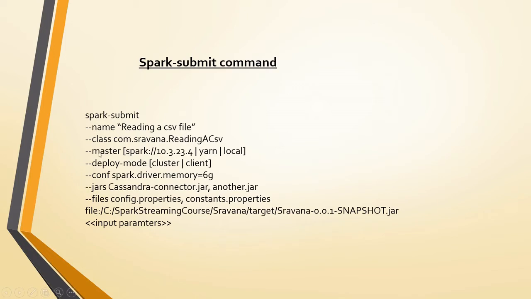And next one is master. It provides 3 options. The first one is the Spark standalone mode. You have to give the Spark UI localhost link here if you want to run your application in standalone mode. Or if you have Apache Mesos or Yarn or Kubernetes or any other cluster manager, then you have to provide that word here, like --master.